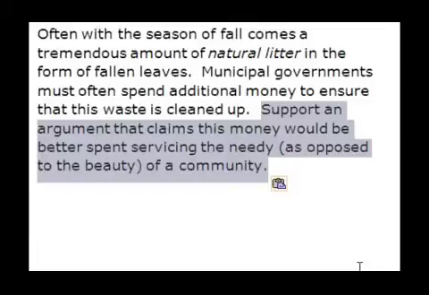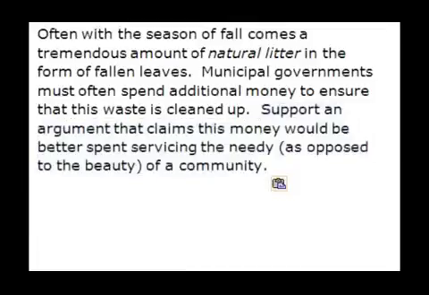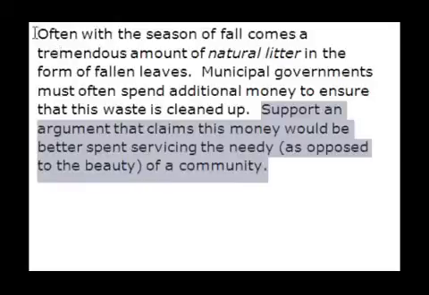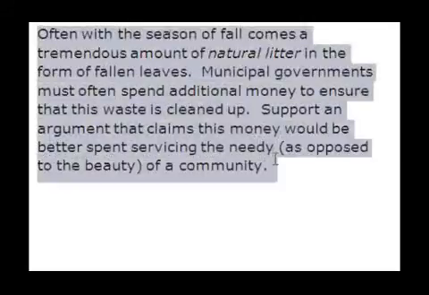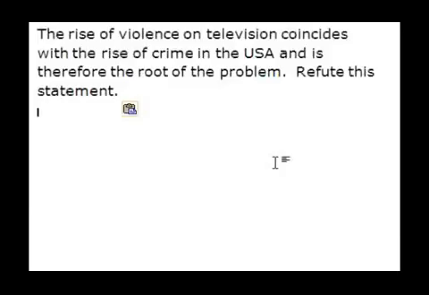Okay, now I have two more essay questions, and I thought what we could do is I'll stick them up here, we'll read them together, and you can think for yourself what kind of essay you would write based on these questions. So here's the first one. The rise of violence on television coincides with the rise of crime in the USA and is therefore the root of the problem. Refute this statement.